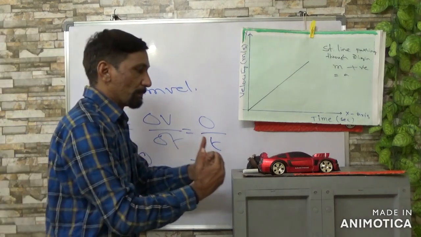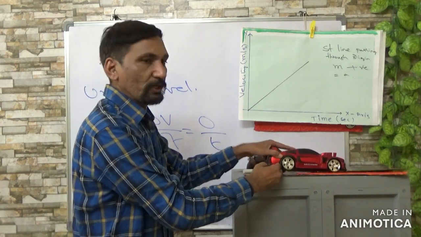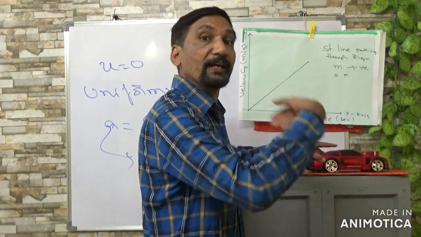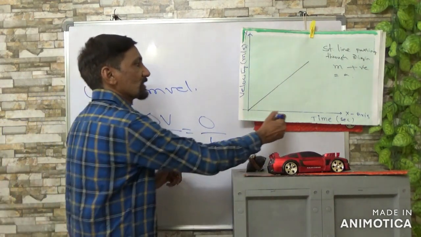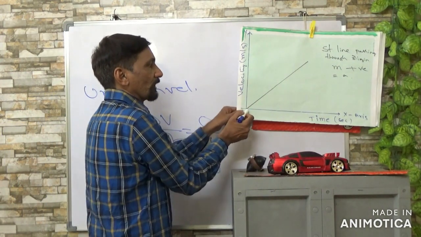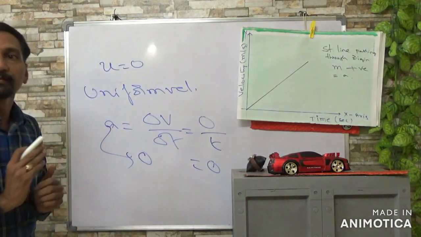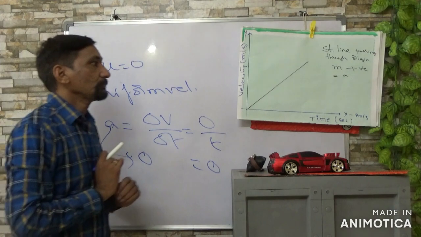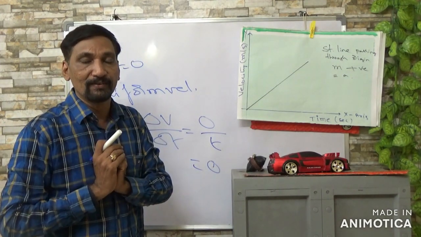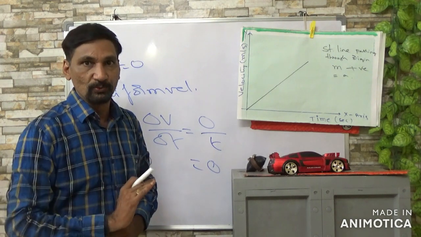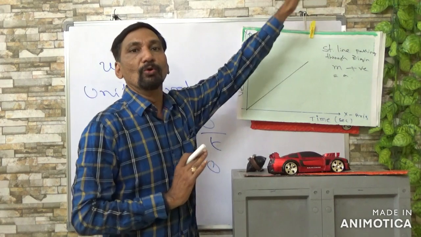Say from the beginning, 0 velocity. First 1 hour, 40. Next 1 hour, 50. Next 1 hour, 60. So what do you notice in this case? As you increase time, velocity of the body is also increasing. So we can say slope, meaning acceleration, is positive. It is a straight line passing through origin.